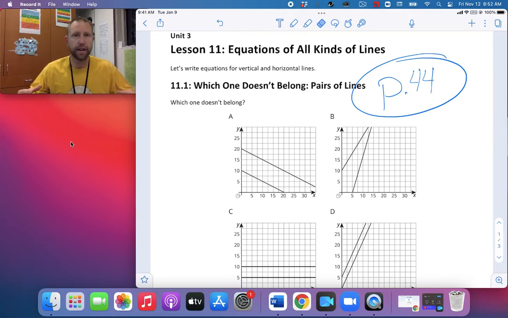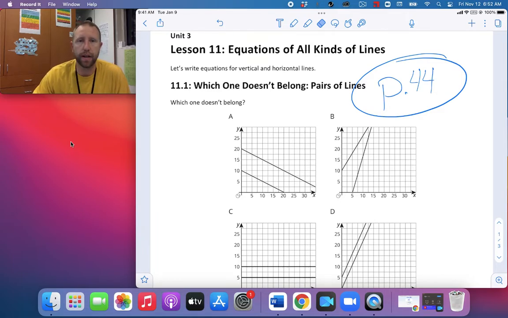First off, I just want to get this out of the way. Since I'm not here today, don't worry about your stamps. For this tracker, this pink tracker, I'll just go ahead and give you all your stamps on Monday. Okay? So we are on page 44.